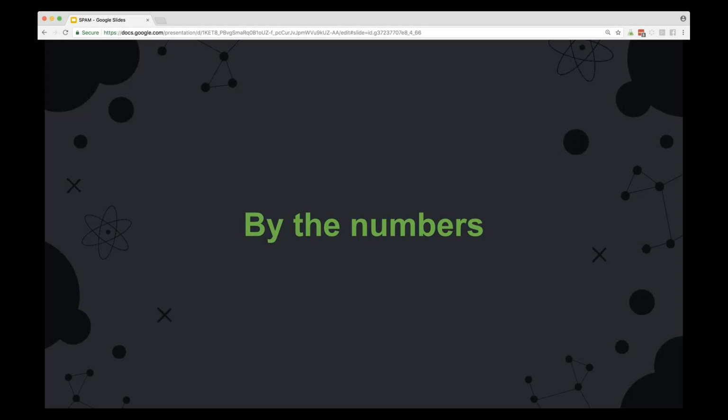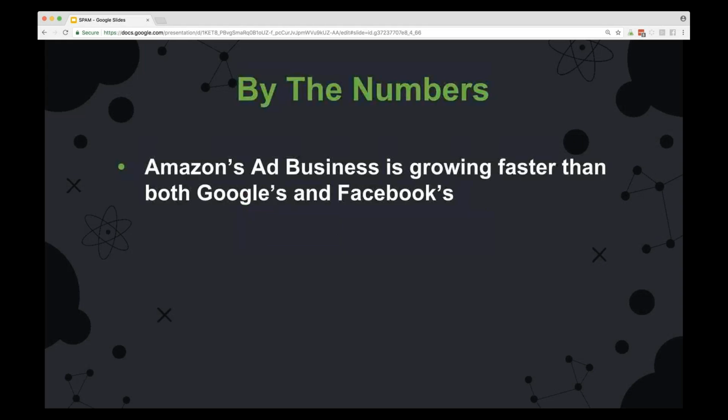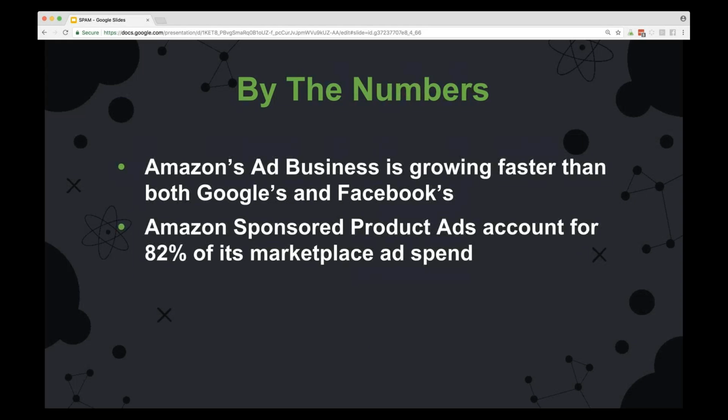So by the numbers, let's look at some of those numbers that I just shared. Amazon's ad business is growing faster than both Google's and Facebook's. That's huge. By I think 2021 or something like that, Amazon's projected to be a larger share of the ad spend than Google and Facebook. So that's huge, right? Once again, you're paying pennies on the dollar right now for driving traffic on Amazon as compared to Google. And then Amazon sponsored product ads account for 82% of its market ad spend.